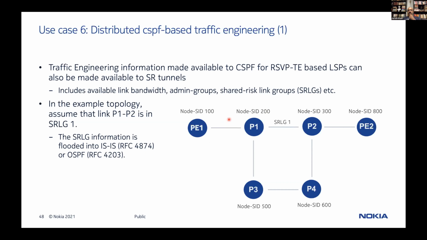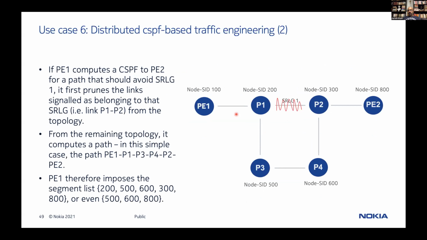So looking at this example here, let's just say we've designated the link between P1 and P2 to be part of a shared risk link group 1. Now that is advertised into the IGP through the IGP extensions. So now what would happen is, let's just say that P1 wants to compute a path to P2, but it's got a requirement not to use this particular link, this shared risk link group.